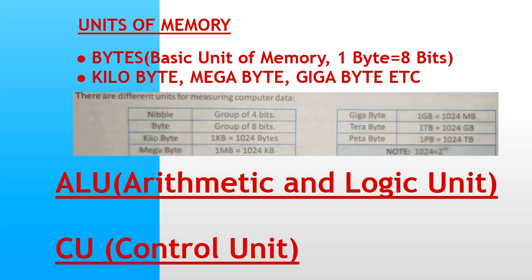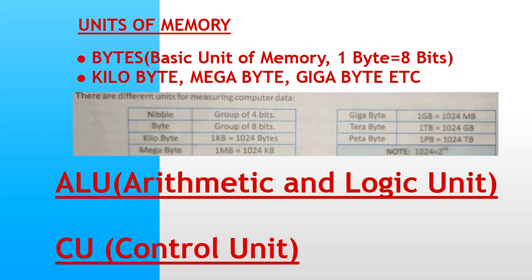The other components of the CPU are the ALU, that is arithmetic and logical unit, and the CU, that is control unit. The arithmetic logic unit is the component of the CPU which performs the arithmetic and logical operations on the operands. The arithmetic operations are addition, subtraction, multiplication and division, while the logical operations are comparison operators like greater than, less than, greater than equal to, less than equal to, not equal to, etc.